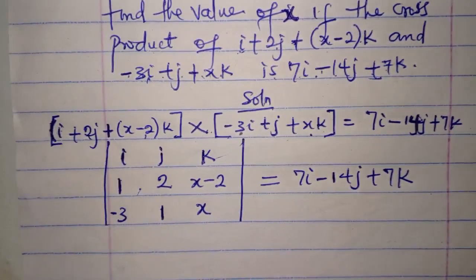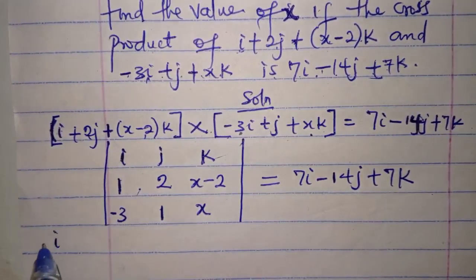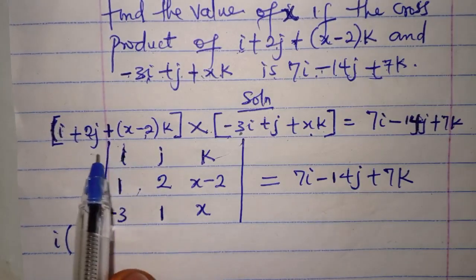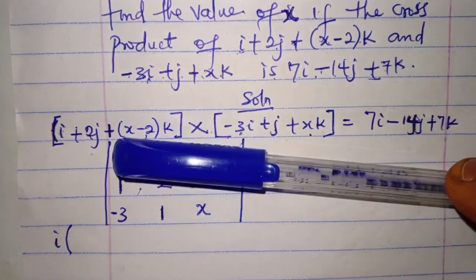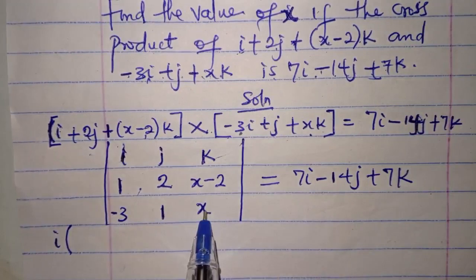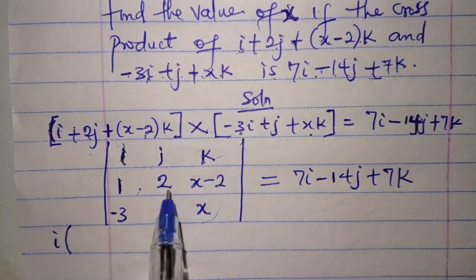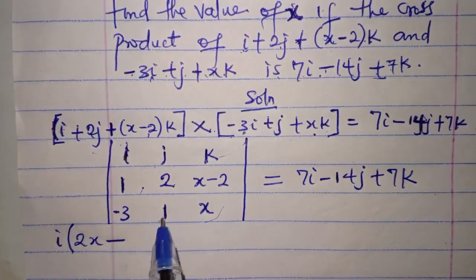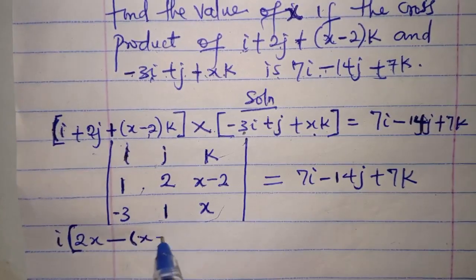So let's evaluate it. The principle goes, bring the first element out here, i. It has a plus. Okay. Eliminate this column of i. Eliminate this row of i. So close this up. Close this up. What's left? We have the entries 2, x minus 2, 1, x, right? So we evaluate the determinant of this matrix. 2 times x is 2x minus 1 times x minus 2 is still x minus 2. So we have x plus 2.